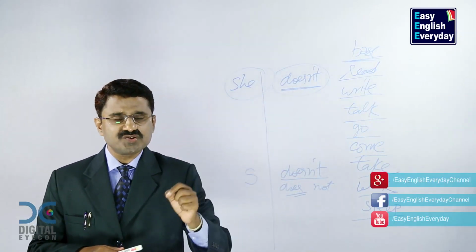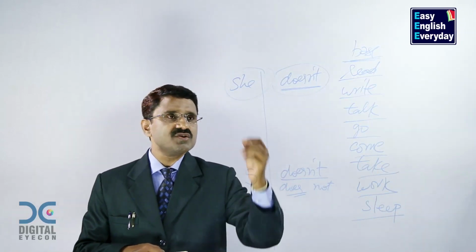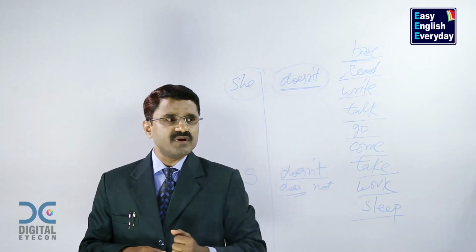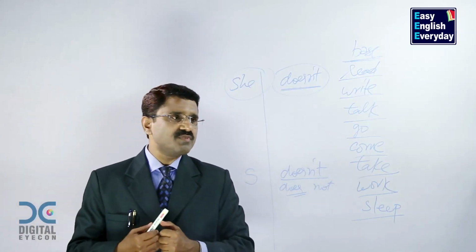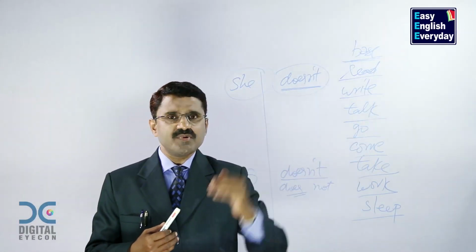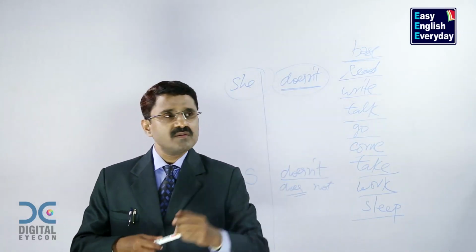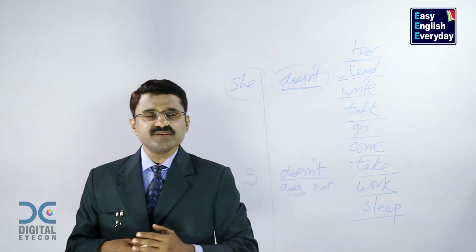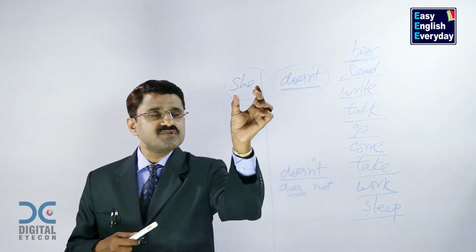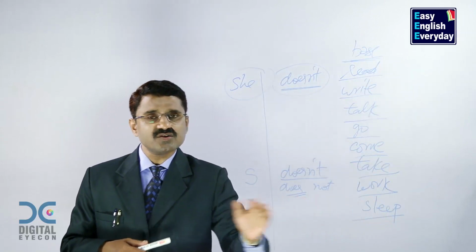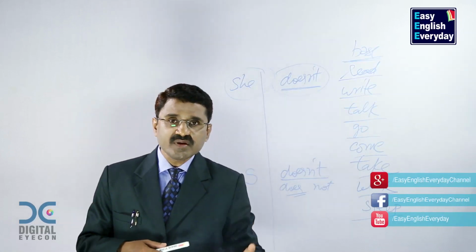She does not talk much, meaning it is her nature. She is taciturn. She doesn't talk much. She does not go to the library, meaning she does not have the habit of going to libraries. She does not come to the laboratory regularly. That habit is not there. She does not take medicines, meaning it is her habit not to take medicines. So these sentences are used when you are saying that the subject doesn't do those actions on a daily, regular, routine, permanent basis.